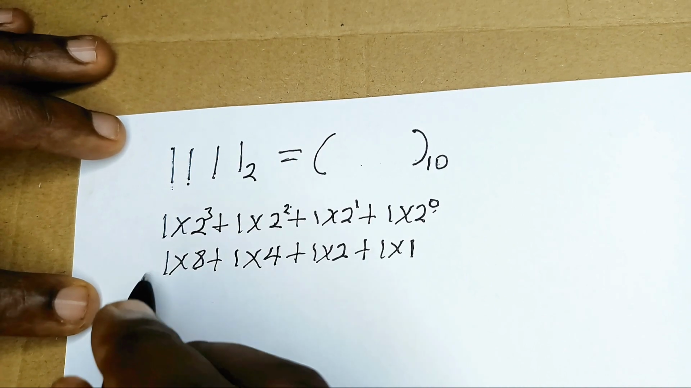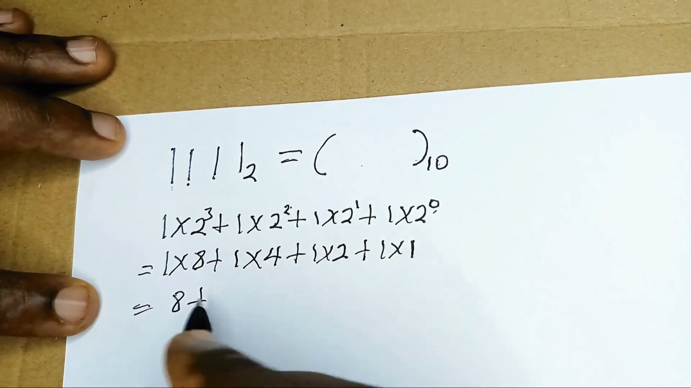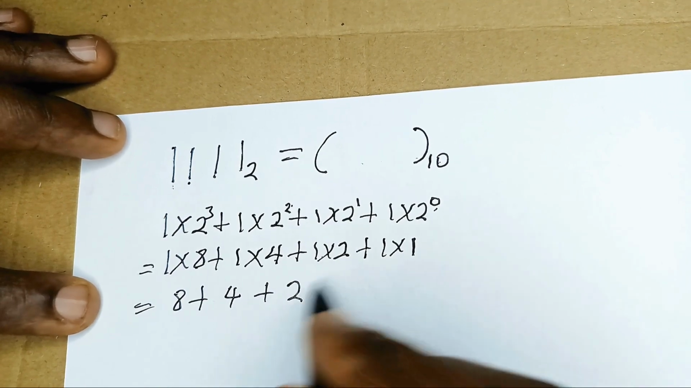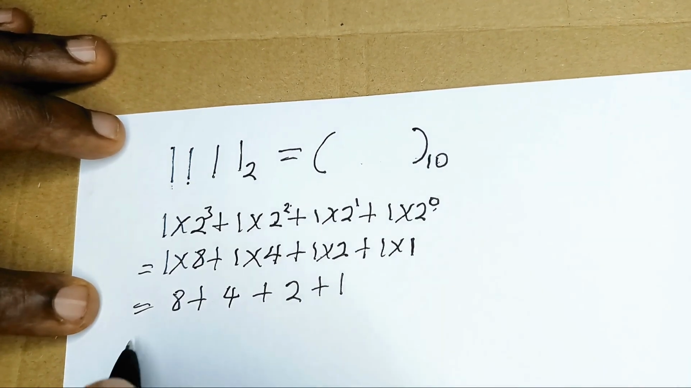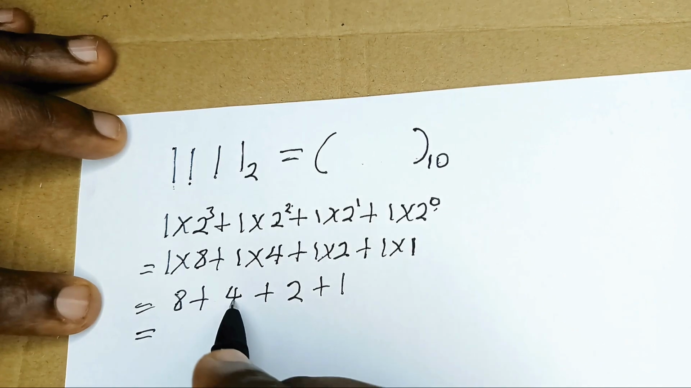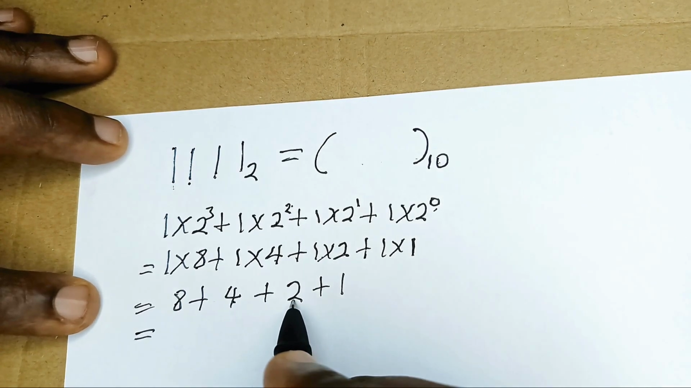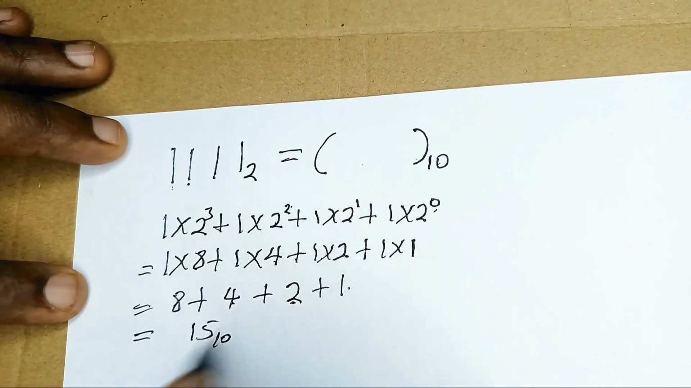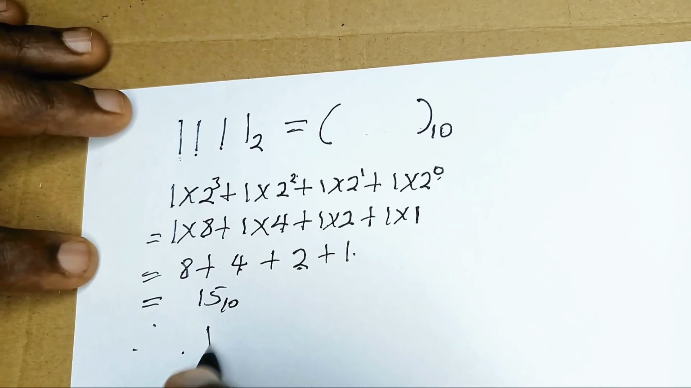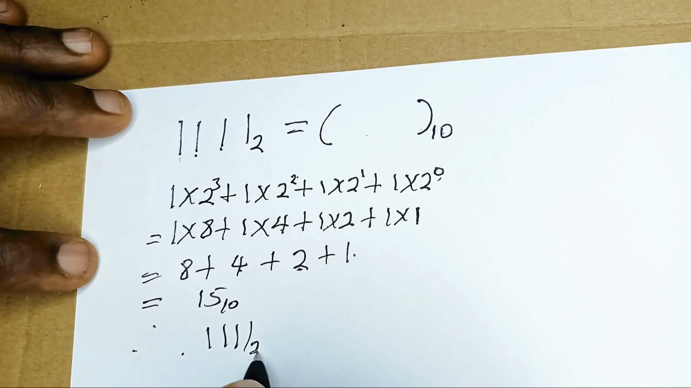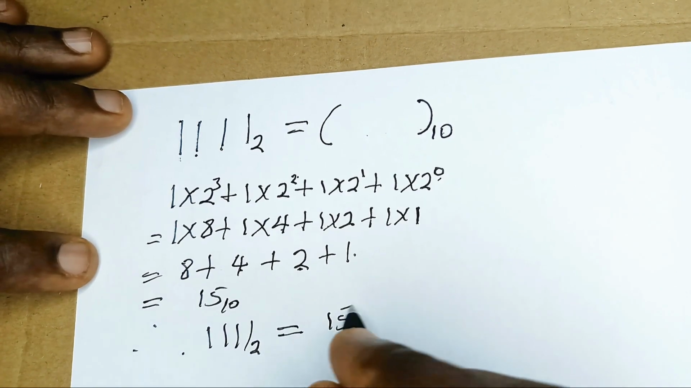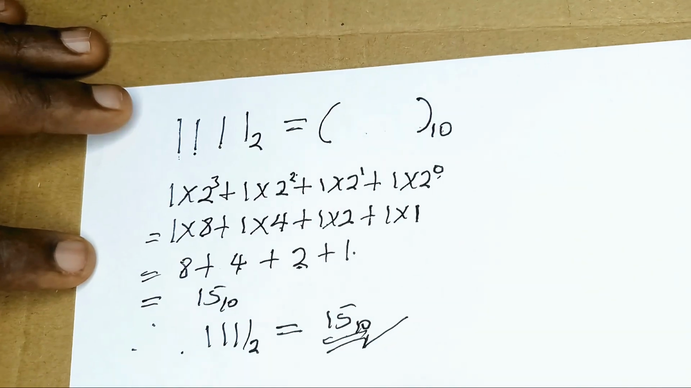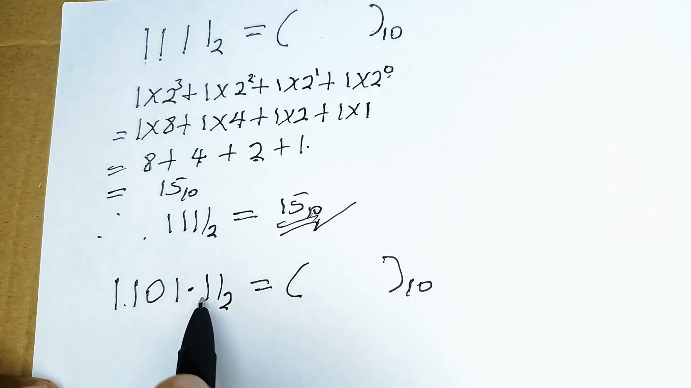Now 1 times 8, that should be 8. Plus 1 times 4, that should be 4. Plus 1 times 2, that should be 2. Plus 1 times 1, that should be 1. So 8 plus 4, 12. 12 plus 2, 14. 14 plus 1, that should be 15 to base 10. Therefore, 1, 1, 1, 1 in base 2 is equal to 15 in base 10. This is the answer. Going with another decimal.